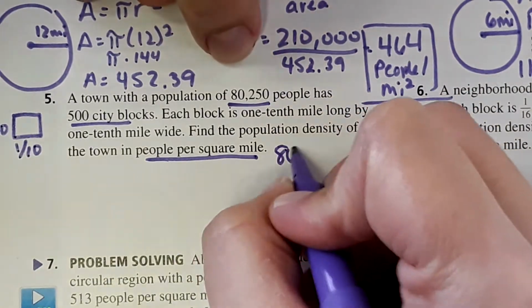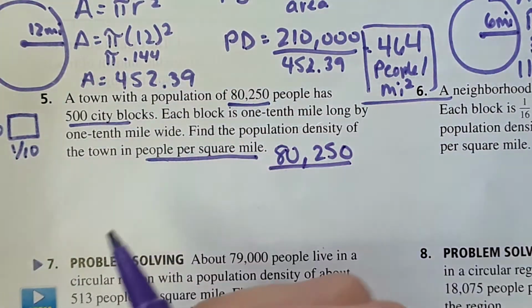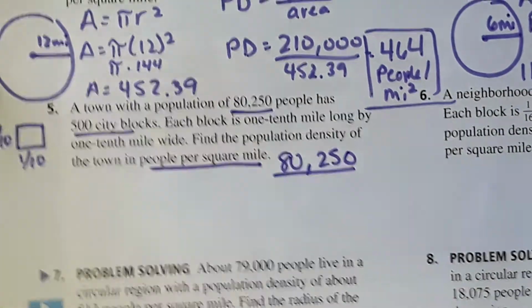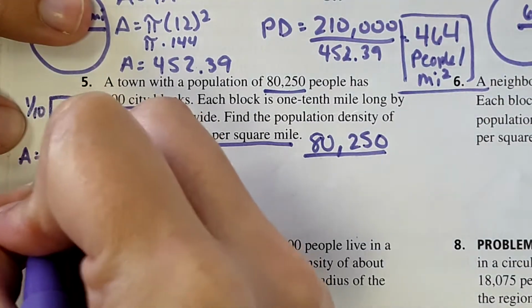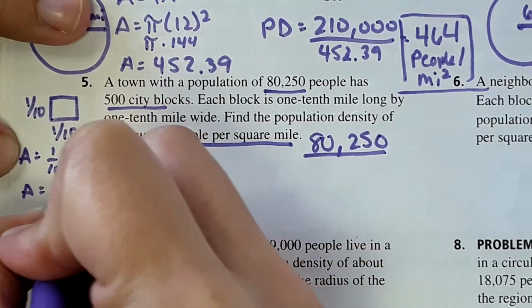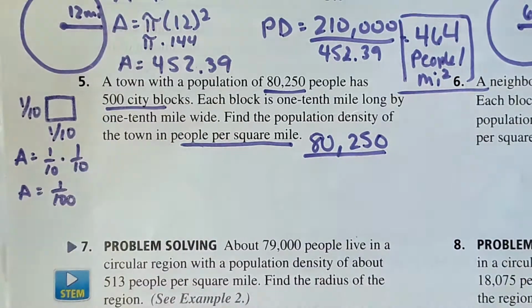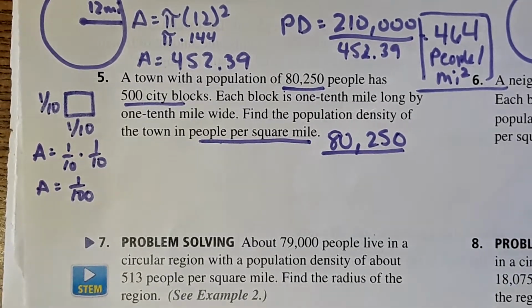Okay, so we got people, 80,250. We need to divide by the area. Each block, the length and width is 1/10. So to find the area of each block, we would do 1/10 times 1/10. So the area of each block is 1 over 100 miles squared.